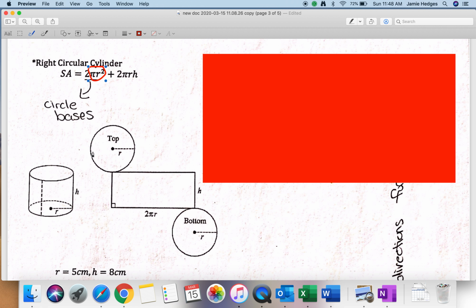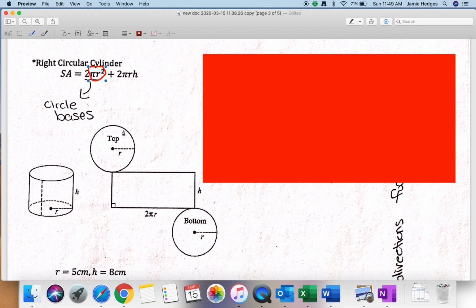And a cylinder has two circles, the top and the bottom. So that's where this 2 comes from right here. So these are our circle bases. The 2 pi r h is the area of the rectangle that goes around the middle of a cylinder. And if that's kind of confusing, think about a vegetable can. When you take the label off of a vegetable can and lay it down, it's a rectangle. That's because that's the surface around the middle here.